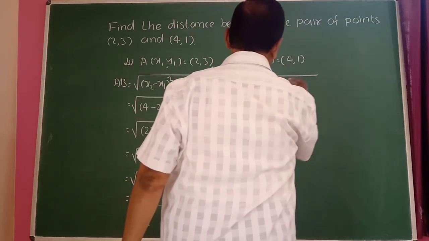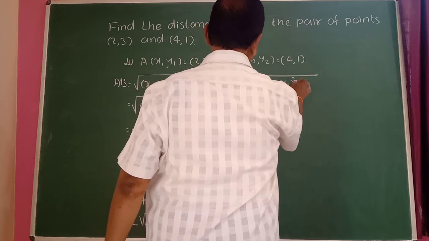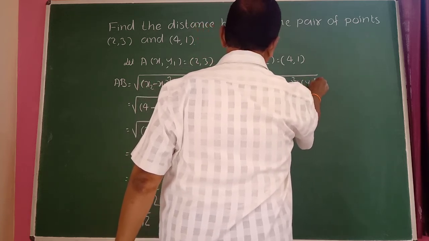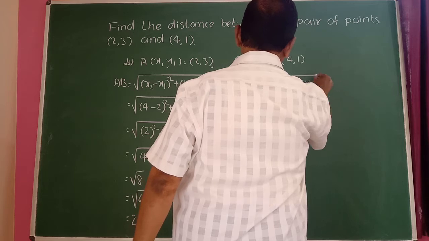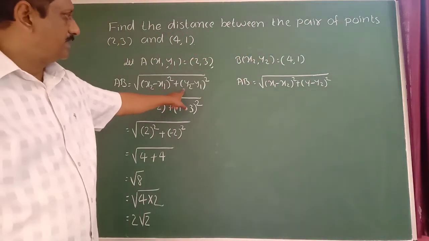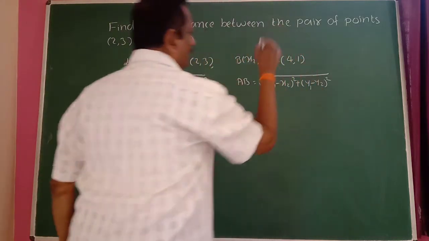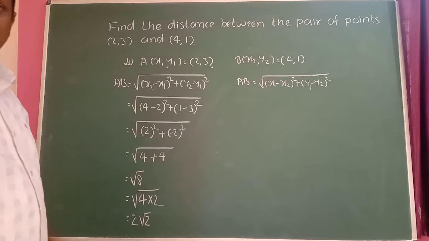ಇನ್ನೊಂದು ಫಾರ್ಮುಲಾ ಹೇಳಿದೆ ನಿಮಗೆ, root of x1 minus x2 whole square plus y1 minus y2 whole square. ಇಲ್ಲಿ x2 minus x1, y2 minus y1 ಇದೆ, ಇಲ್ಲಿ x1 minus x2, y1 minus y2 ಇದೆ. ಈ ಚೆಕ್ ಮಾಡೋಣ, ಸೇಮ್ ಆನ್ಸರ್ ಬರುತ್ತೆ ಅಂತ.